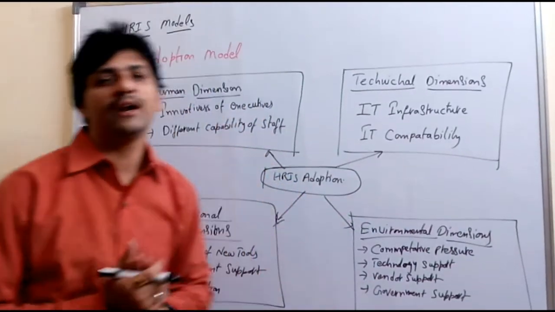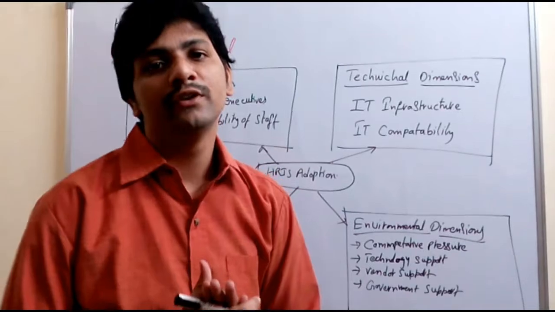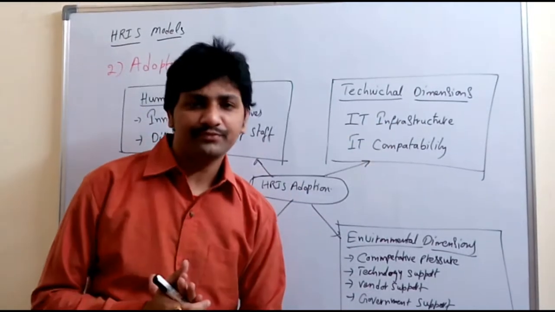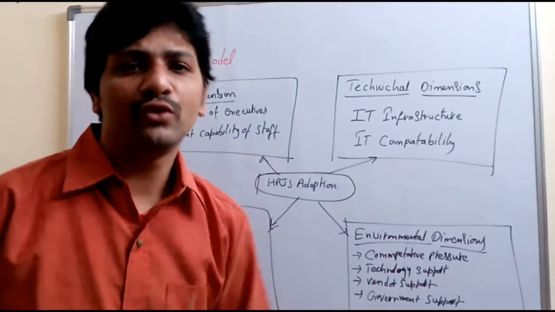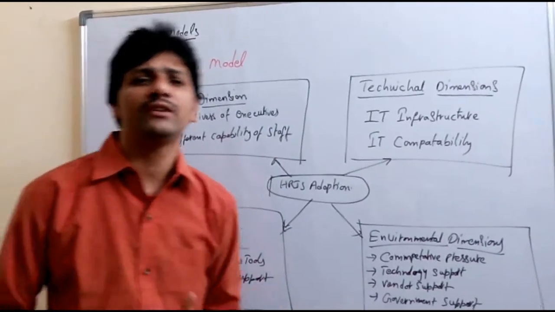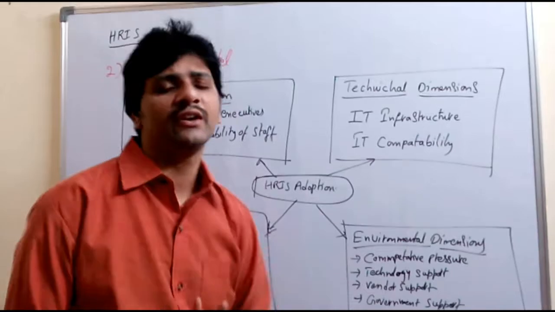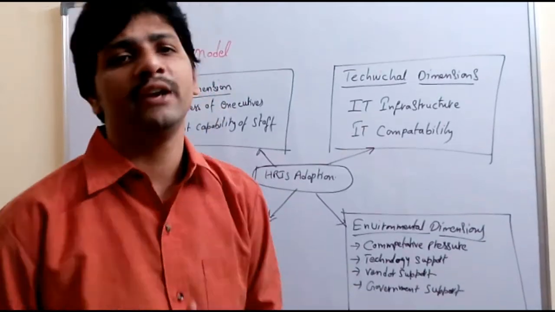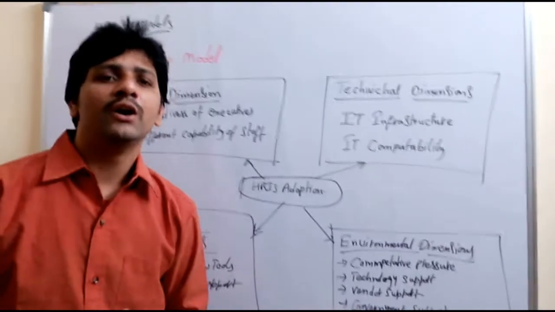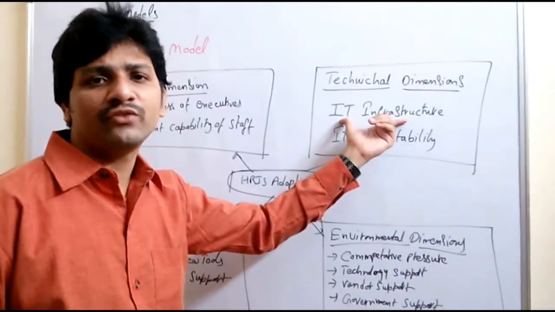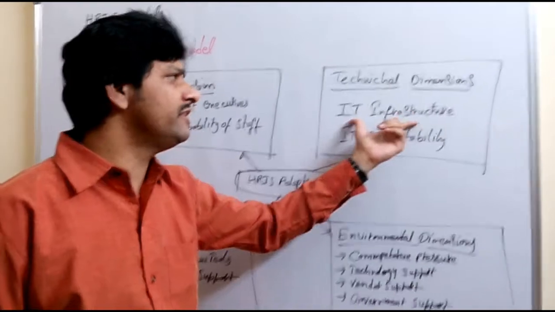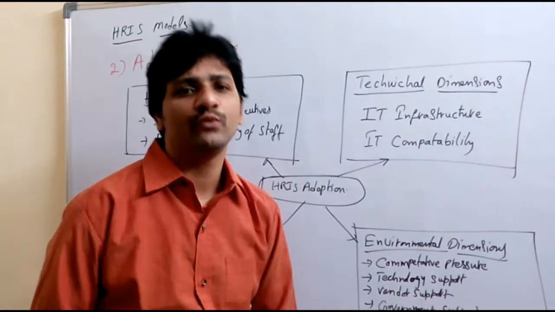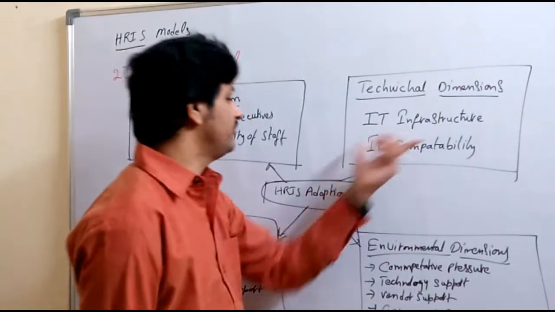Another part in this adoption model is the technical dimensions. The technical dimensions are the IT infrastructure. What kind of infrastructure do they want? They want laptops, desktops, etc. There is not only hardware, there is also software. They have to establish the network and connect with various IT infrastructure organizations. What is the best infrastructure they have to adopt regarding the network, hardware and software? All these things are taken care of.